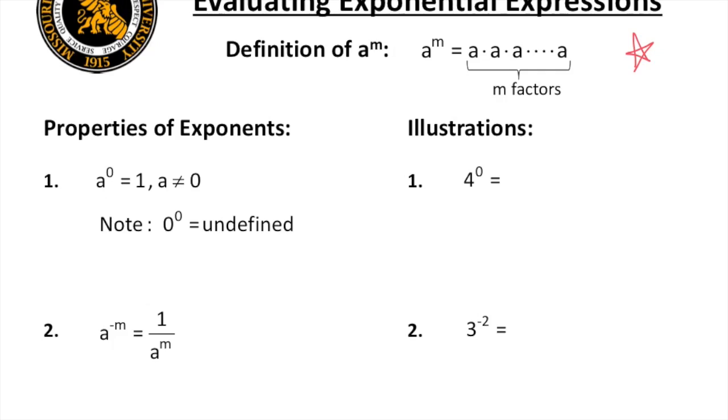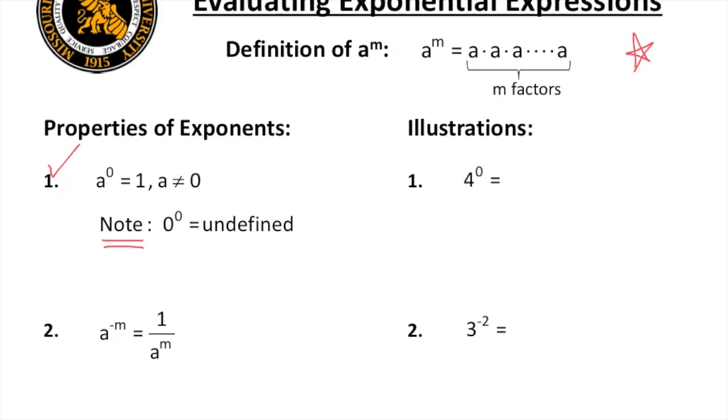There are 2 properties of exponents that will be useful in this video. The first property says that if you have a base a raised to the 0 power, that will equal 1, unless a equals 0. If a equals 0, and you have 0 to the 0 power, that is not defined. If you tried to compute 0 to the 0 power on a calculator, it would give you an error.